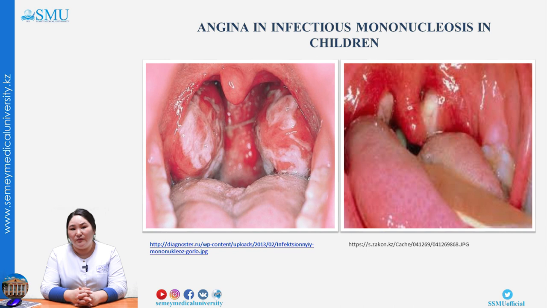And you know, in our oral cavity we have a lot of different bacteria too. One of them can attack our oropharyngeal tonsils and give us purulent tonsillitis. This plaque is in nature bacterial, and most cases will be caused by Streptococcus pyogenes, Staphylococcus aureus, and so on.